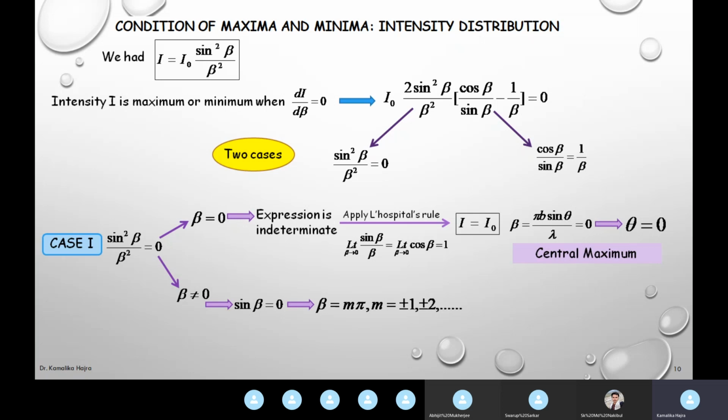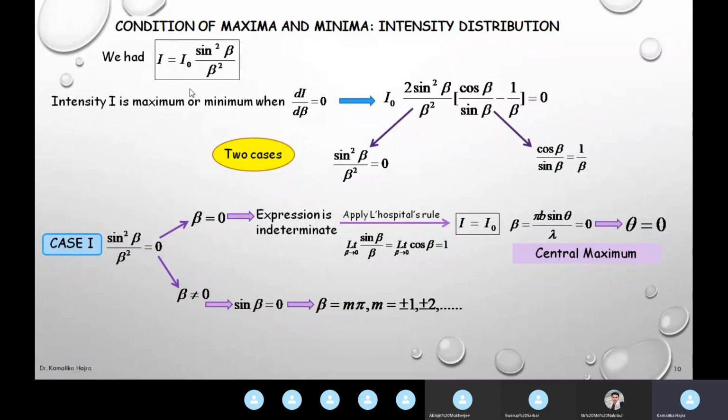But m can be only equal to plus or minus 1, 2, 3, etc. Not 0. M equal to 0 will again give me back beta equal to 0, which case we have already studied, the central maximum. So beta not equal to 0, sine beta equal to 0 means beta equal to m pi, where m is some positive or negative integer, not 0. Under these circumstances, what happens to the intensity? Sine beta is 0 when beta is not equal to 0 but beta equal to m pi.